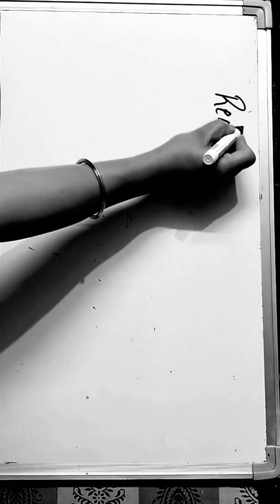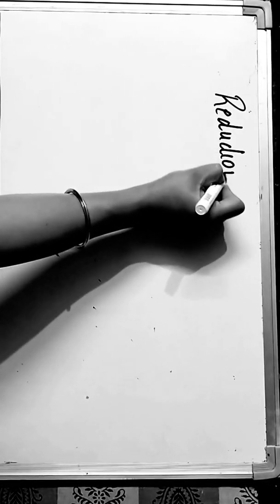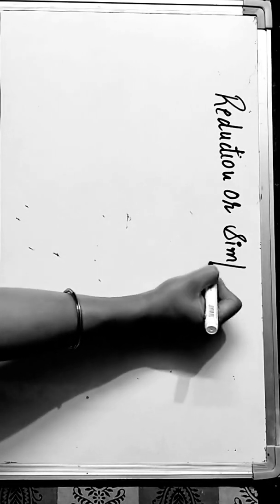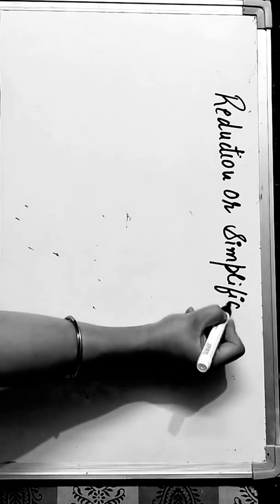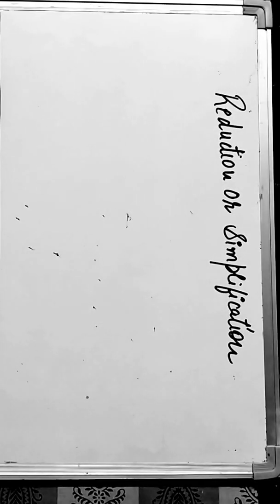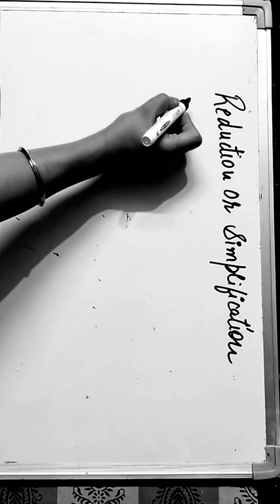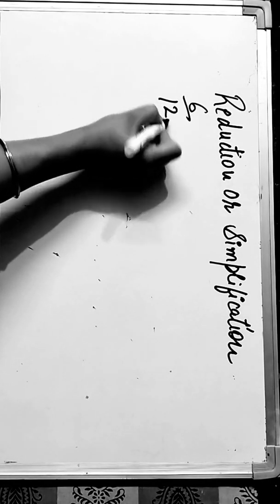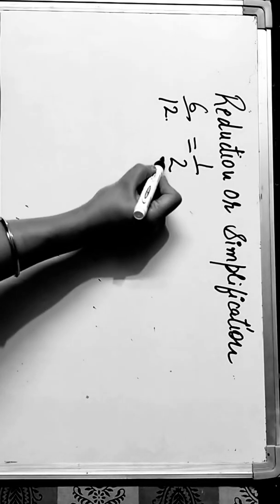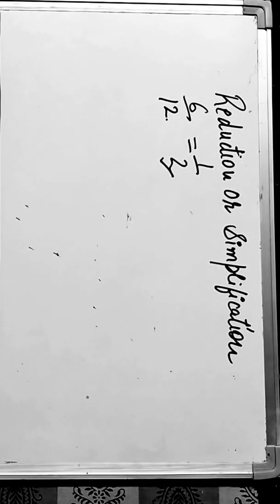Hello everyone. So now we'll learn how to reduce the fraction. We'll learn reduction or simplification. How to reduce or to simplify a fraction. So if we have a number 6 by 12, we can write it as half. We know the lowest fraction possible for this is half.